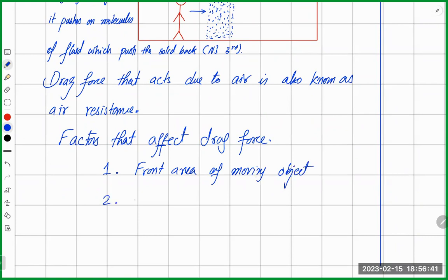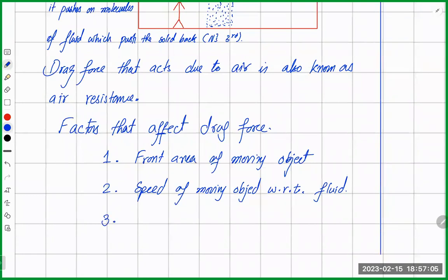Two, speed of moving object with respect to fluid. Number three, density of fluid. What is meant by with respect to the fluid?